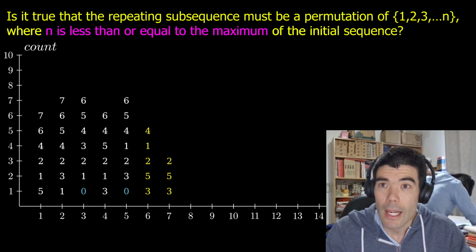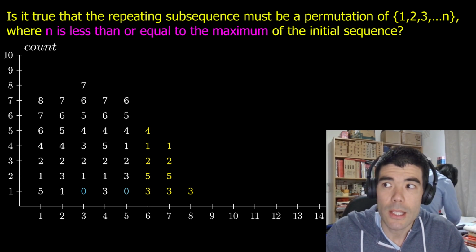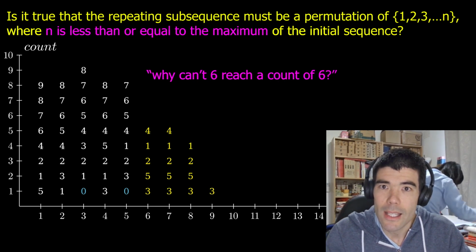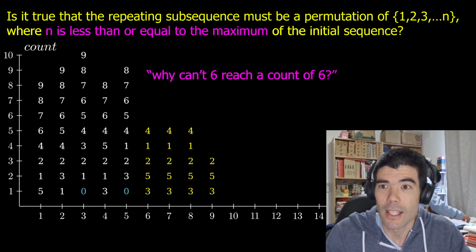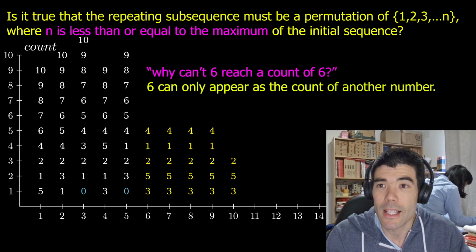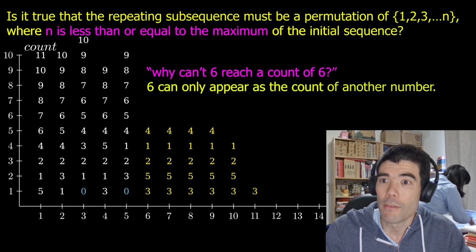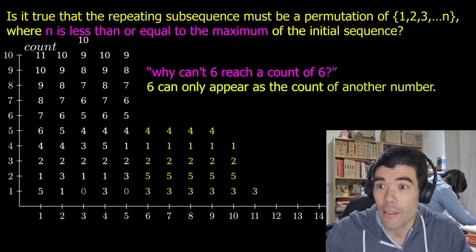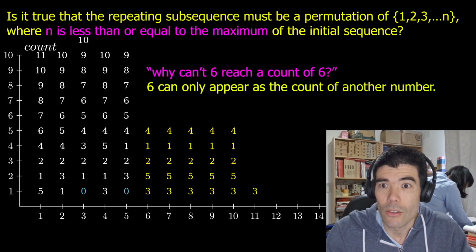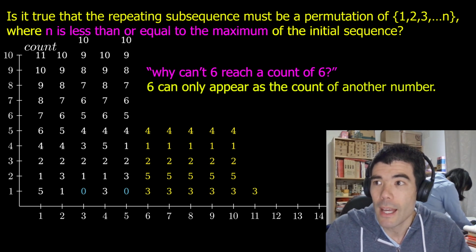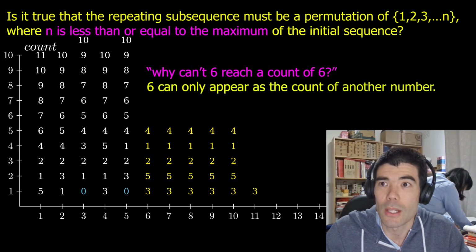So to start with, why does n have to be less than that maximum? If we look at this example where we started from the sequence 3, 5, think about why 6 can't reach a count of 6 in this sequence. As 6 did not appear in the initial sequence, the only way it can appear is as the count of another number. But even if each of the numbers 1, 2, 3, 4, 5 all reach a count of 6, that only gives 6 a count of 5. So there's no way 6 can reach a count of 6, and similarly 7 cannot reach a count of 6, and in general that's going to be true for any number that's larger than the maximum of the original sequence.